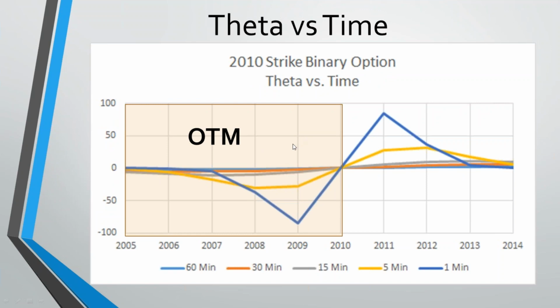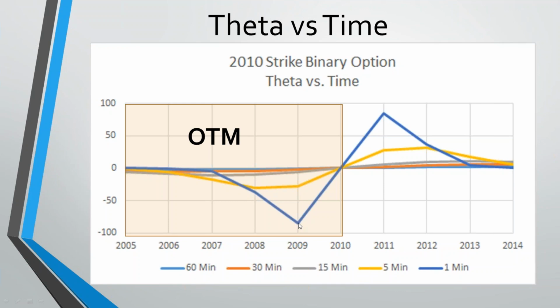Now, here's what happens to that theta, or that time decay, as time passes. So we're here at 2008. See, at 60 minutes to go, this light blue line is slightly negative, but not very negative. So every minute that's passing is just affecting you a little. You get to 30 minutes, it's affecting you a little more. 15 minutes is affecting you more. 5 minutes, it really starts to affect you. All right? 1 minute, it's affecting you even more.